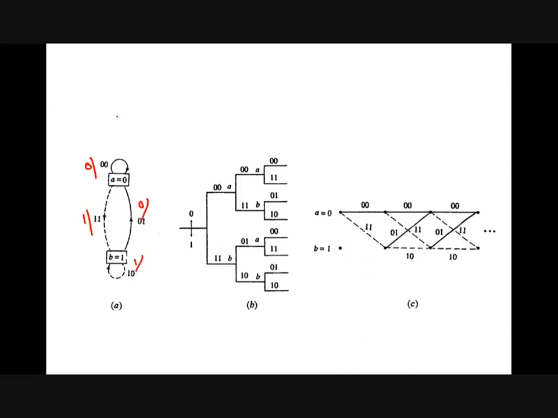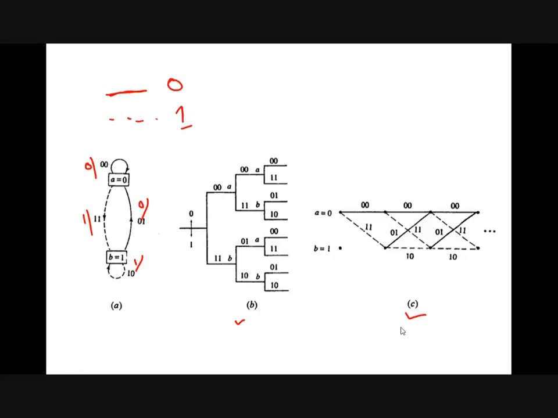In this diagram, the dotted lines mean input of 1, and a solid line means input of 0. It is clearly seen. So from this ASM chart I can draw a code tree as well as a trellis diagram. Okay, so moving to the second part.